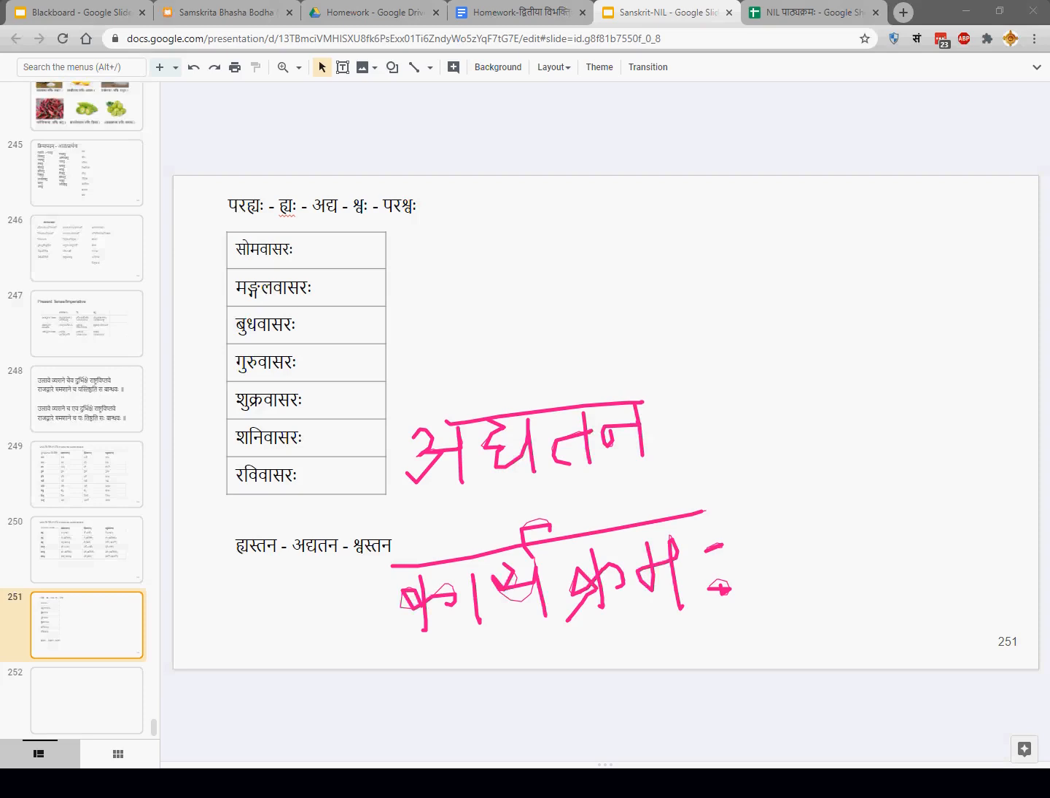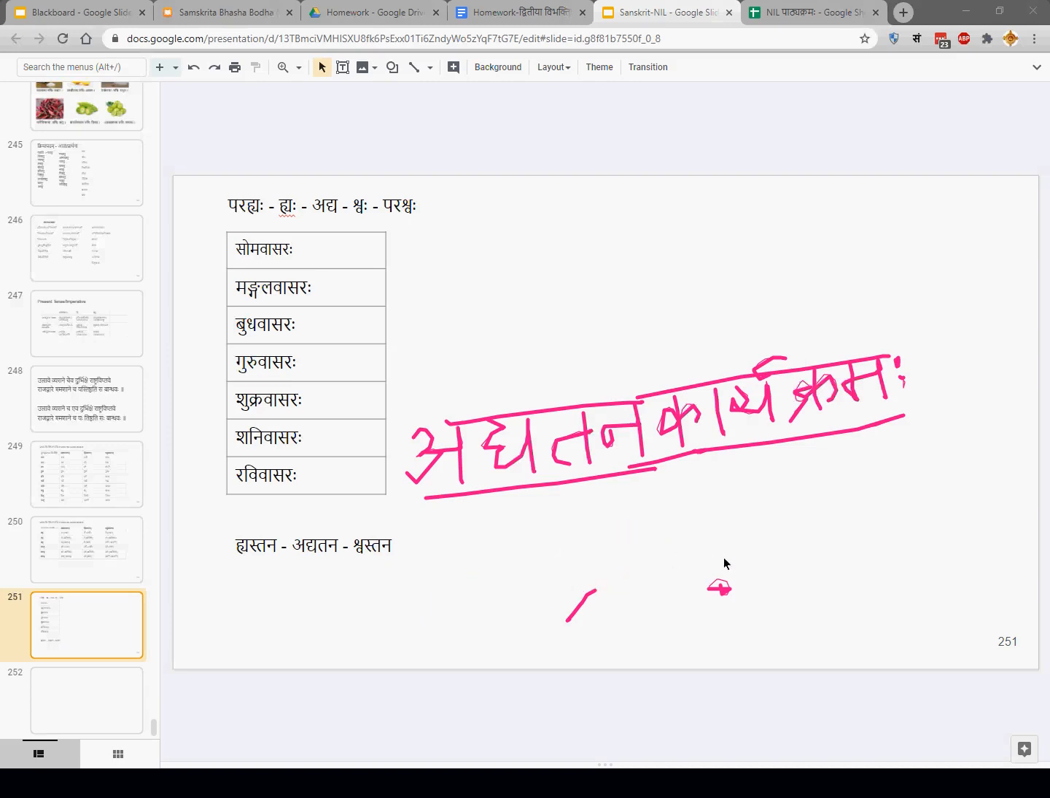Now there are two ways to use Adyatana with this Karyakrama word. One is to make it a single word. Then there is no problem. You can just use Adyatana and add the second word to make it a single compound word. There are many compound words. This may be easier to use. Adyatana Karyakrama, the whole thing becomes one Pullinga word.